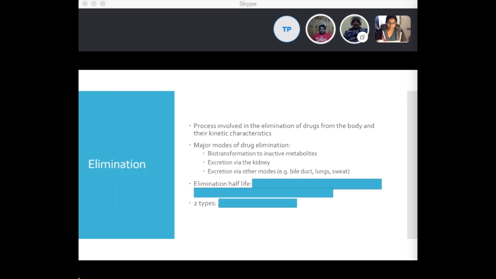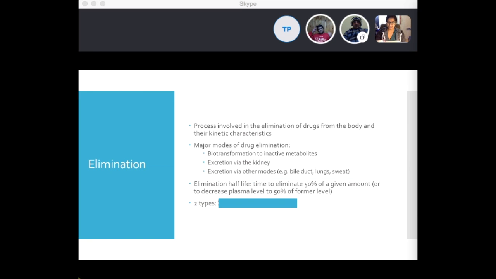And a key concept for elimination is the elimination half-life. Can anyone explain what that is? Like zero order versus first order? No. I think that's what the last bar is. A half-life is the amount of time it takes for half of the concentration of a drug to decrease in the body. Correct.